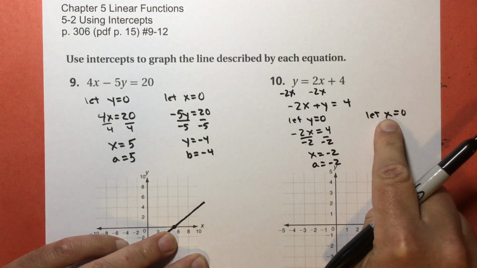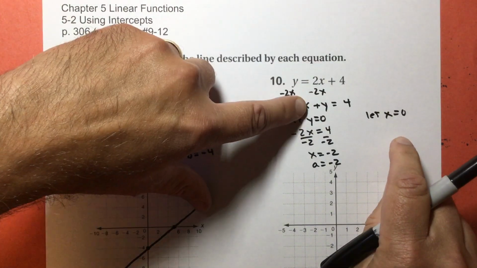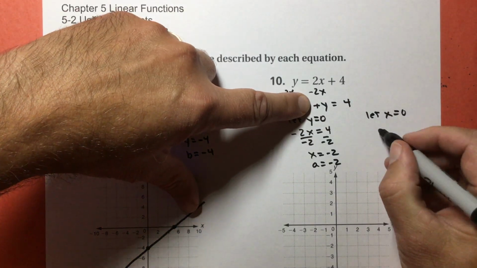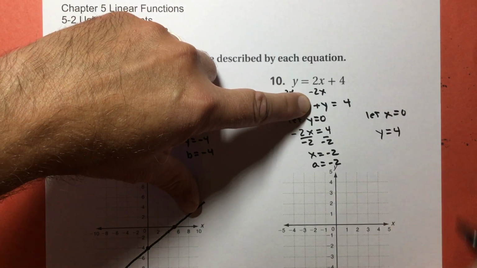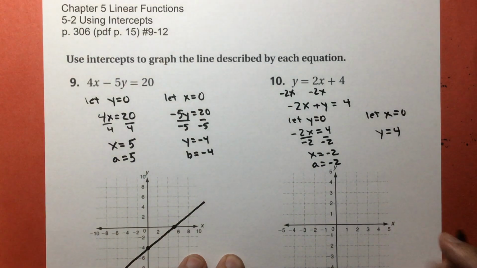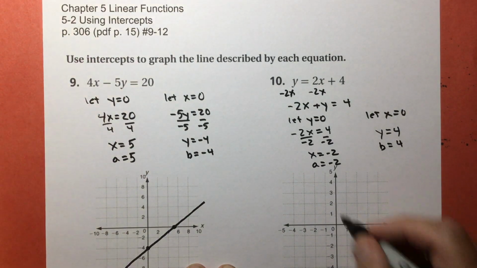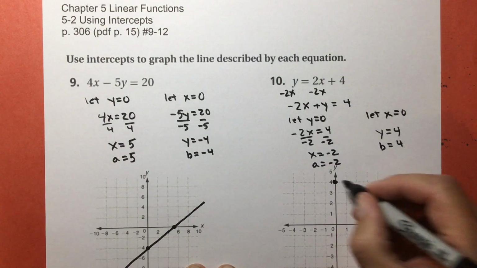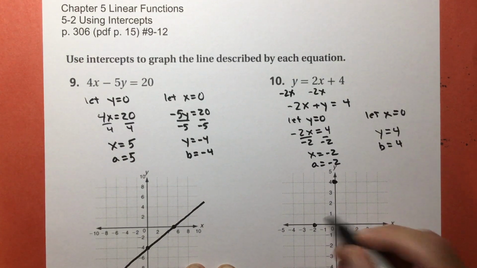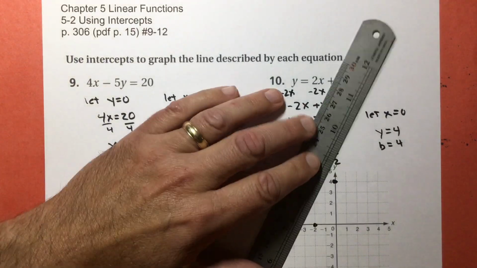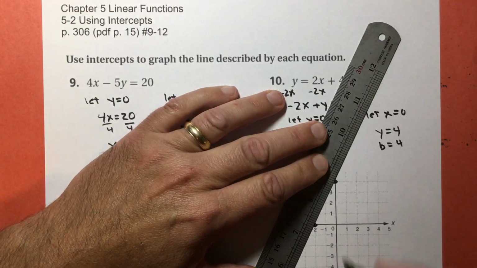When I let x equal 0, this is going to get covered up, and that's just y equals 4. I don't even have to do any work with that one. That's nice. Call it b. That's the name of the y-intercept. So here's my y-intercept, here's my x-intercept, and my graph is going to look like this.